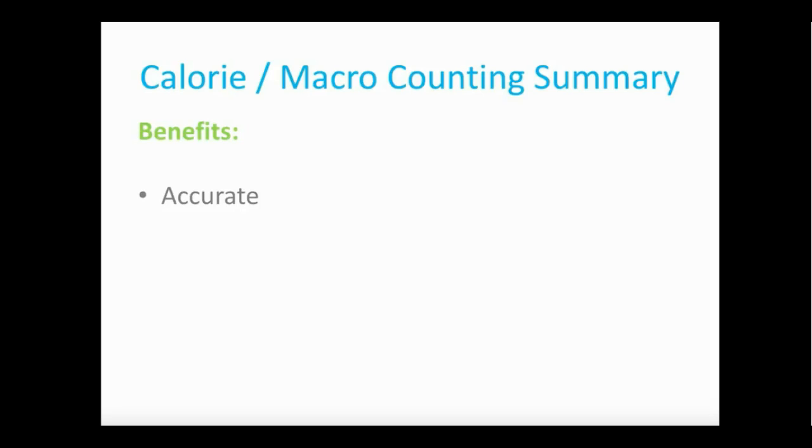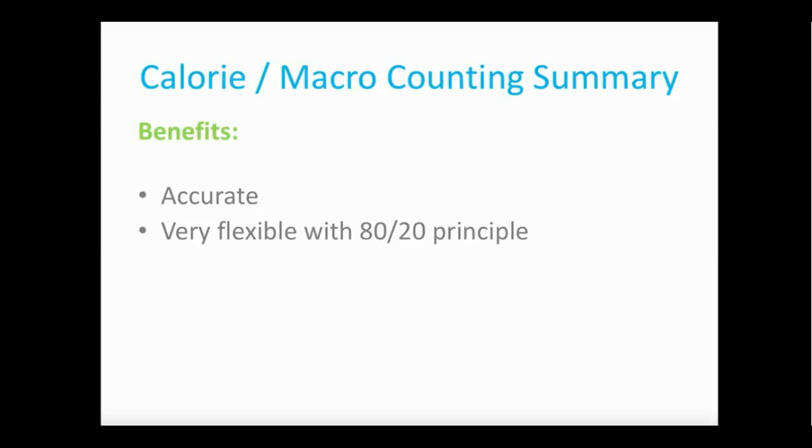Let's quickly go into the summary of calorie and macro counting. Well, the benefits are it's accurate. It's a lot better than the hand guide. It's not 100% accurate, within about 5%, but it is a lot more accurate than the hand guide. Very flexible with the 80-20 principle. With that being said, if you're tracking your macronutrient calories, you can go into the corner shop and pick up a Reese's peanut butter cup chocolate thing. You know that there's 261 calories in that.